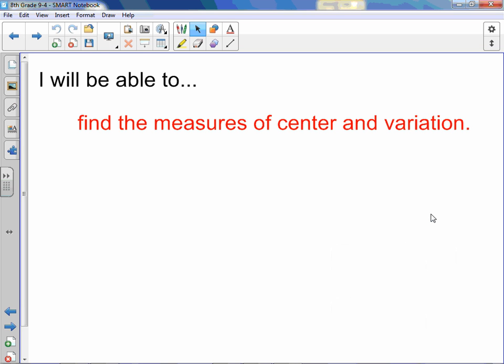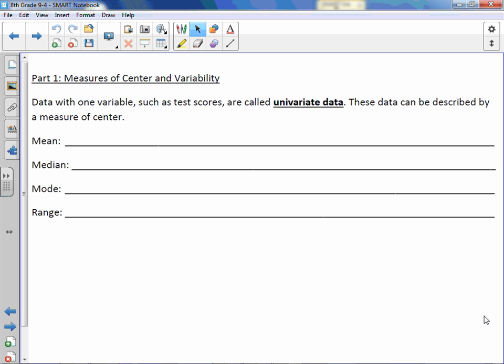Chapter 9, Lesson 4, Descriptive Statistics. You will be able to find the measures of center and variation. Data with one variable, such as test scores, are called univariate data. These data can be described by a measure of center. So we have mean, median, mode, and range.